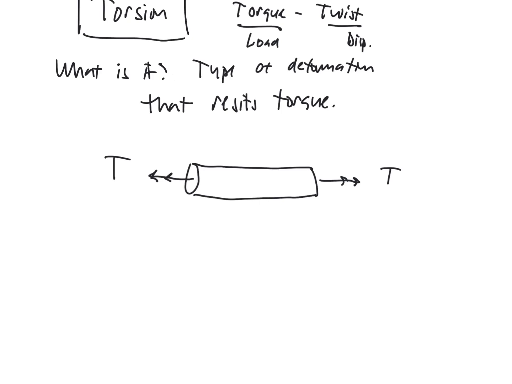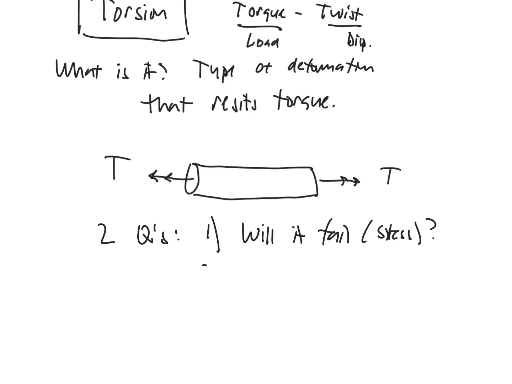So our two key questions, once again, two questions. One, is it going to fail? And the failure then is going to be dominated by the stress. So I'll go ahead and say, will it fail? And I'll put inside here the stress. And the second thing that we want to answer as solid mechanicists is, how much does it twist? So how much twist is there going to be?